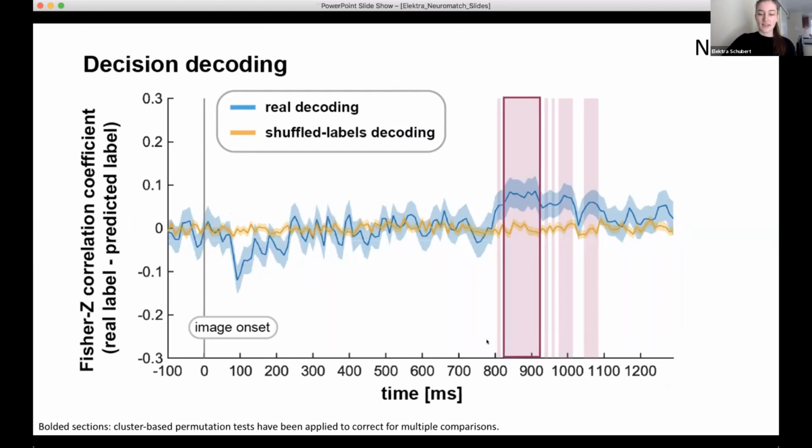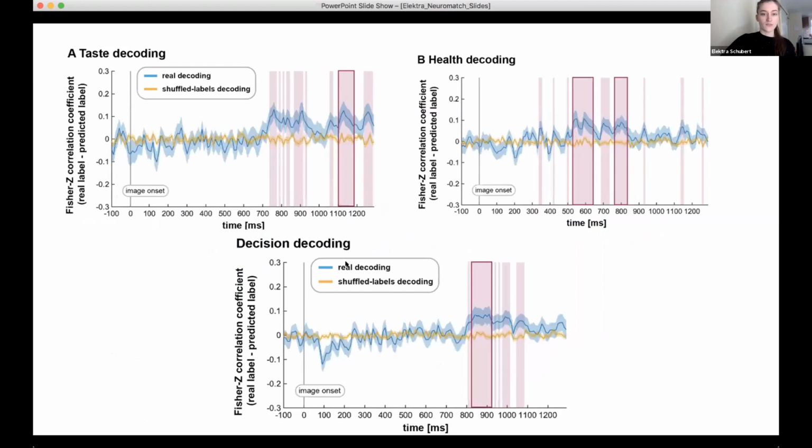And we can see here that we have significant decoding a little bit after 800 milliseconds, which, if we look at all the 3 graphs together for this analysis, the decision decoding was a little bit later than the decoding of both of these attributes. So what we might be seeing here is the integration of taste, even though this time window wasn't significant after corrections for multiple comparisons, but we might be seeing the integration of taste and health into these decisions if they're firstly processed and then integrated into the decision.